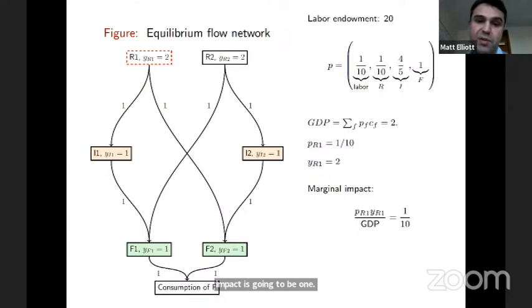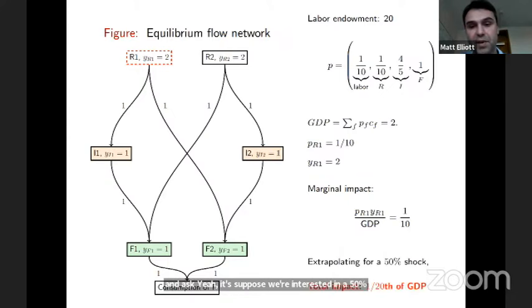If we then were to extrapolate and ask, suppose we're interested in a 50% shock to R1 rather than just looking at the margin, and we extrapolate this 1/10, we're going to get a total impact on GDP for losing half the production of R1 that's equal to 1/20 of GDP.